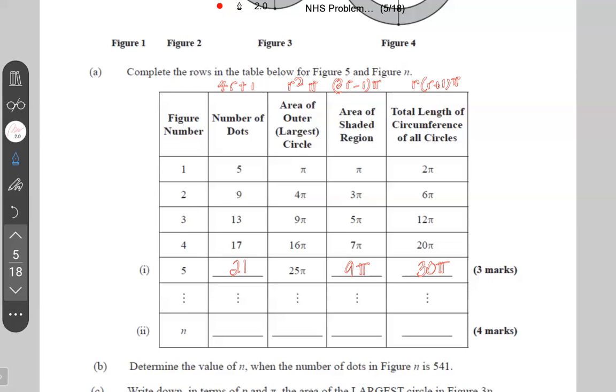All right, n. Now remember, for the n term, I simply say replace r with n. This is 4n plus 1. This is n squared pi. This is 2n minus 1 pi. This is n multiplied by n plus 1 pi. And that's for 4 marks. Did anybody get all 4?